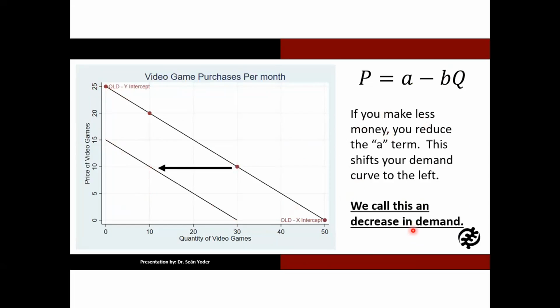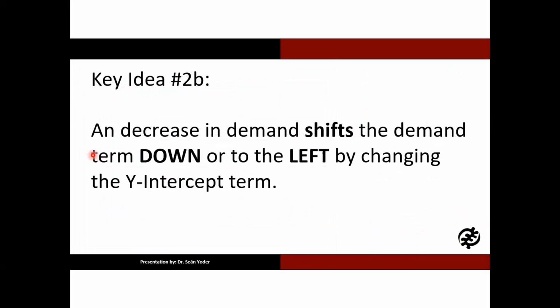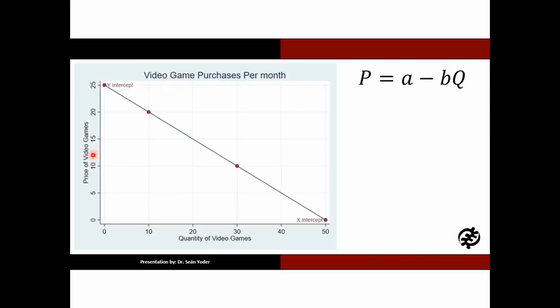Notice before, when we only changed price, there was an adjective here. It would be a decrease in quantity demanded. But now that we're changing income, it shifts the demand curve to the left. Because it shifts, the entire demand relationship changed. We didn't go from one point to another on the demand relationship. We blew it away and made a new one. So a decrease in demand shifts the demand curve down and to the left by changing the y-intercept term.